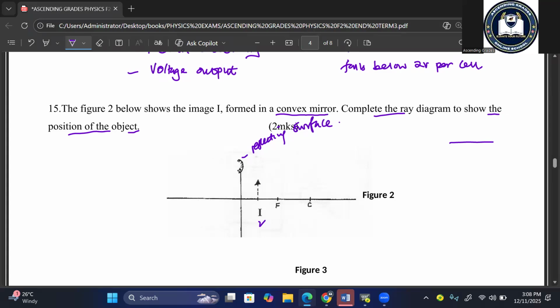So the first ray is close and parallel to the principal axis. Then for this convex mirror, it appears to diverge from F. So here we go.